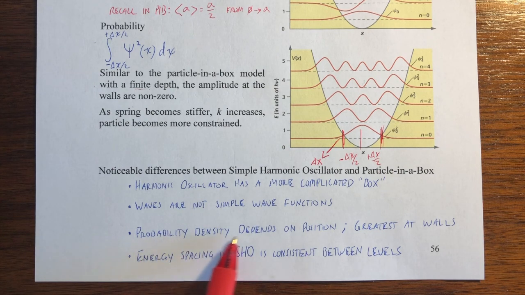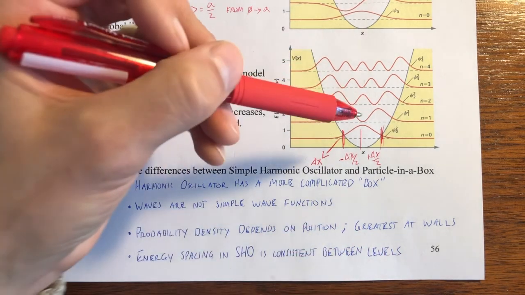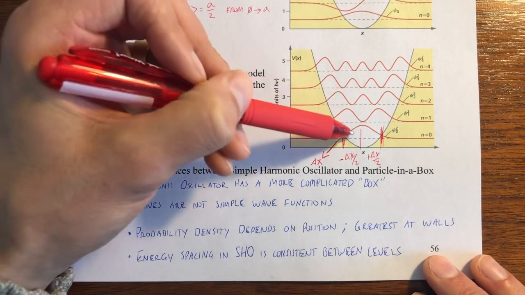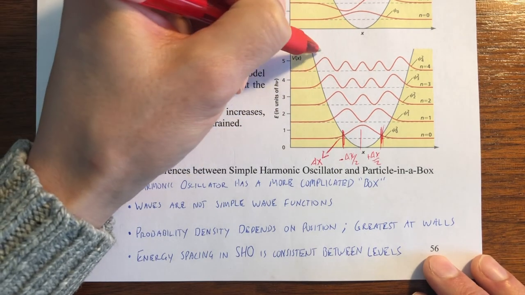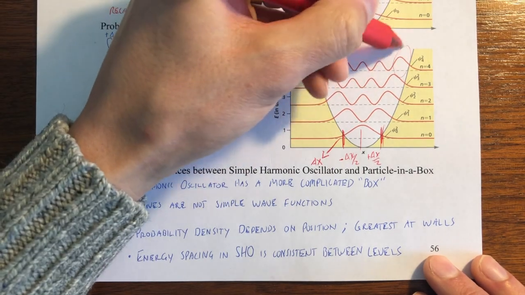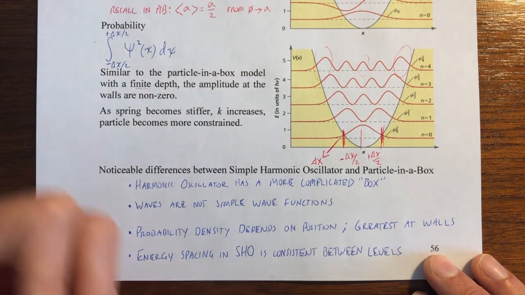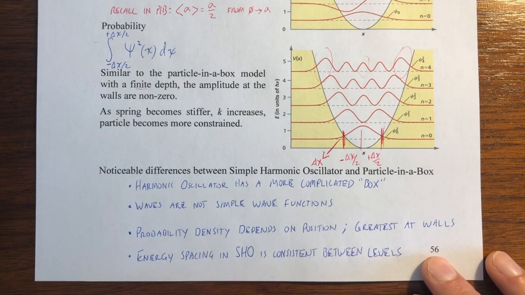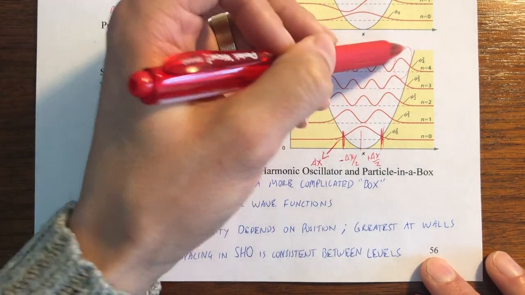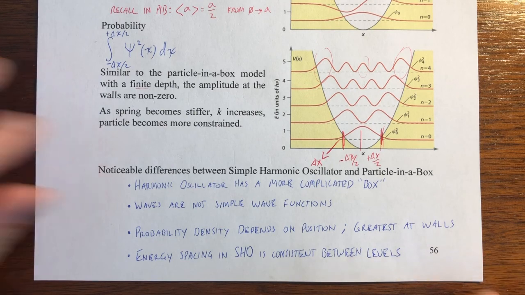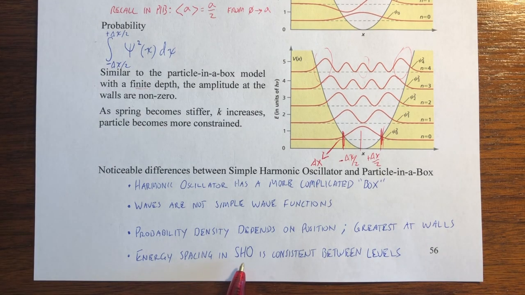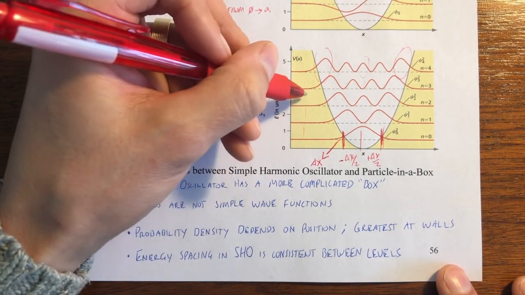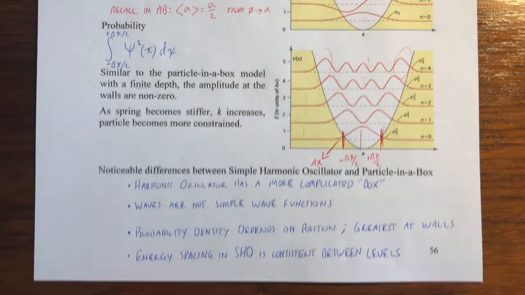The probability density depends on position, and the probability is greater at the walls. And it is much more obvious the higher the n value you get. So you can see that for n equals 4, we have a higher probability at the walls than we do in the center. The expectation value is still in the center. Remember, this is the average position, but the probability is greater at the walls. And finally, energy spacing in the simple harmonic oscillator is consistent between energy levels. You can see that the difference between these energy levels are all the same.